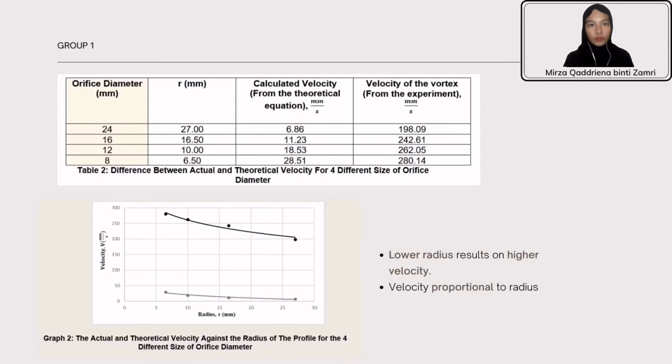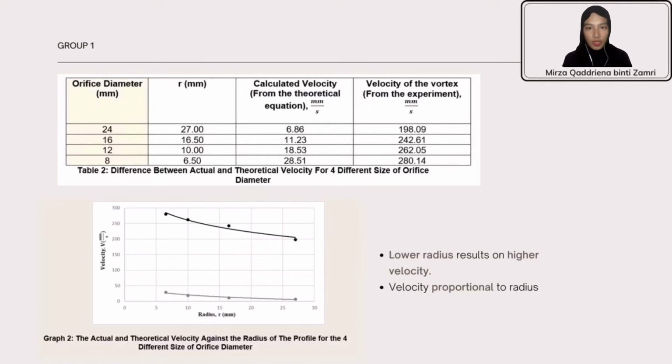As in table 2, it shows the theoretical and experimental velocity for 24, 16, 12, and 8 millimeters, which accounts for 6.86, 11.23, 18.53 and 28.51 for theoretical velocity, while for experimental velocity they account for 198.09, 242.61, 262.05, and 280.14. The unit involved was millimeter per second. The data obtained were different due to the different equation used.